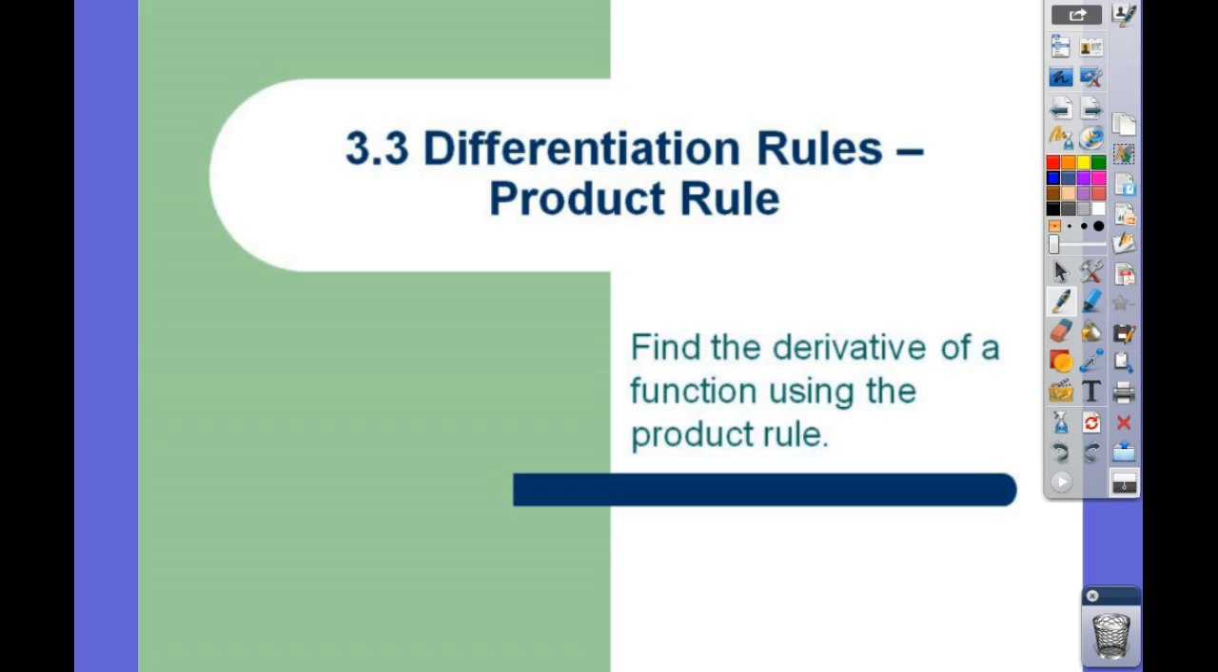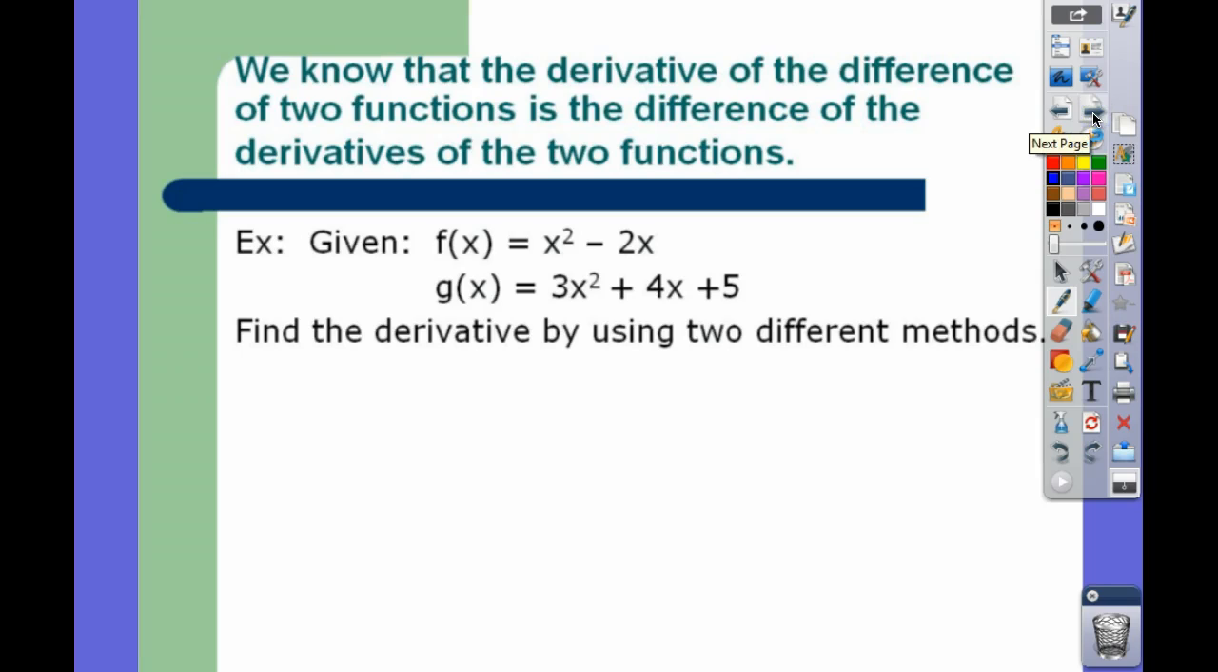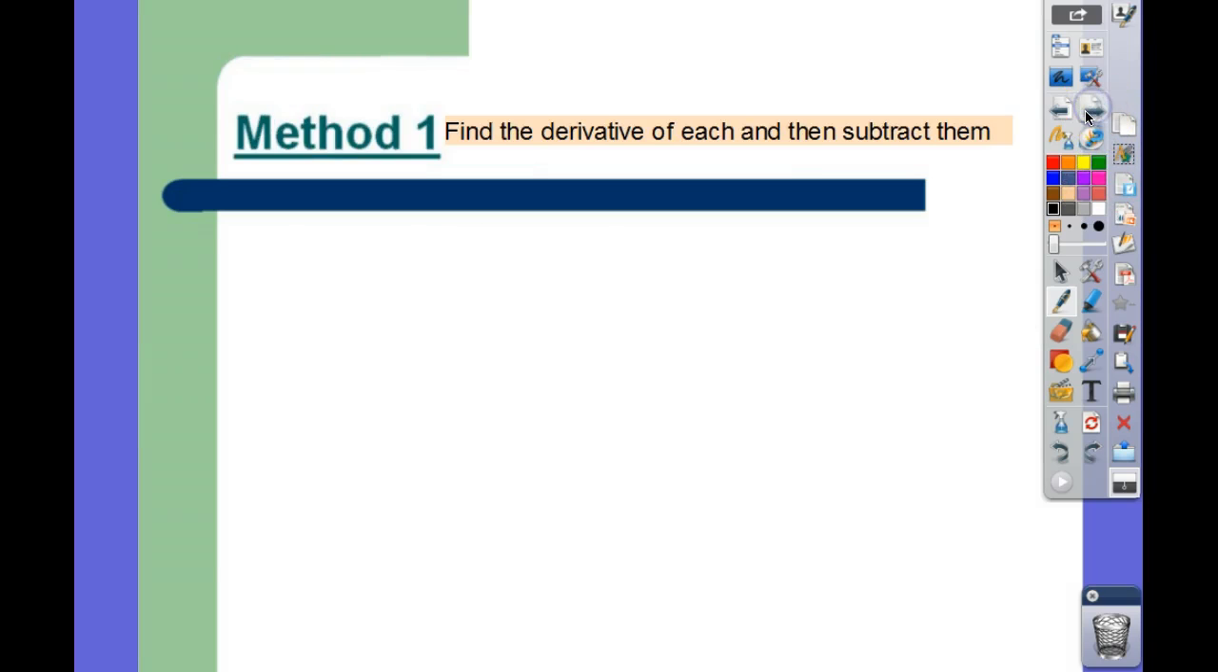So what we're going to do today is look at how we could take the product using the product rule. Before we do that, let's just review our power rule by looking at two functions, f and g. What we want to do is subtract them and then take their derivatives. We know that the derivative of the difference of two functions is the difference of the derivatives. So our goal is to find the derivative of the subtracted problem using two different methods. Method 1 says find the derivative of each and then subtract them.